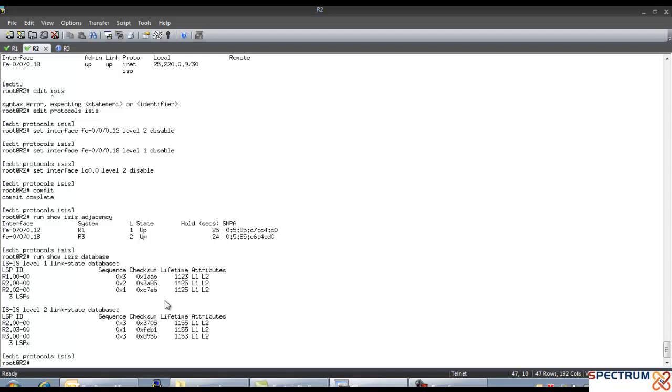By default, you just disable the level 1 or level 2 on an interface. If you want to disable the level 1 on ISIS, you have to disable the particular level under edit protocol ISIS.